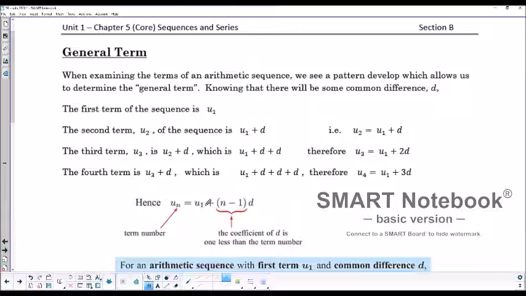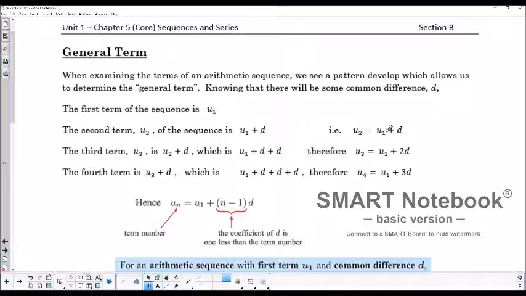Now we want to look at the general term, which is basically a formula that will generate each term in the sequence when we know the first term, the common difference, and the number of the term we're looking for. In order to find this formula, we start out with the sequence starting with U1, the first term. The difference between the second term and the first term is d, so we know that U2 is U1 plus d.